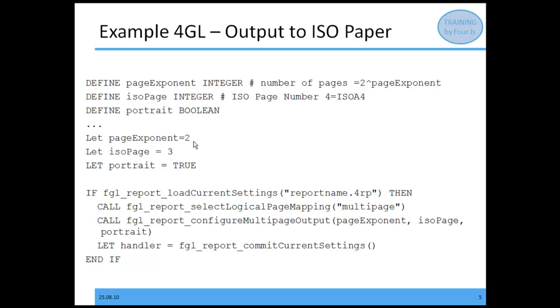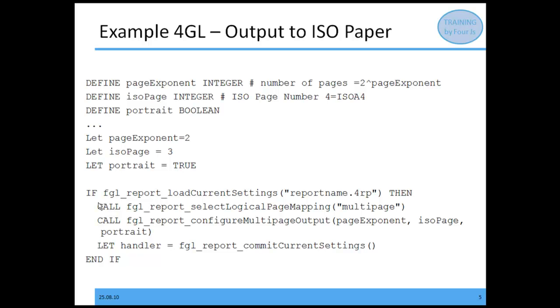The ISO page is telling us what type of ISO page we want to set. So 3 is mapping to an ISO page of A3. And then portrait is either true or false, which means do you want it in portrait mode or do you want it in landscape mode?